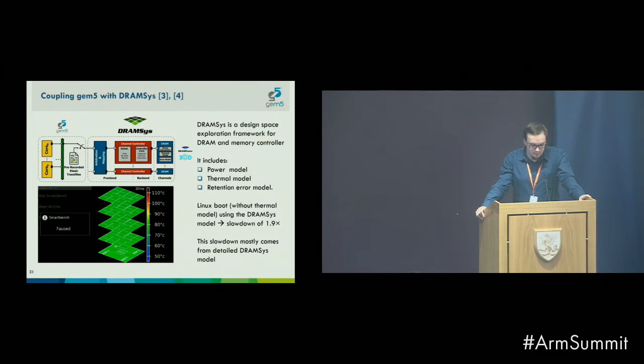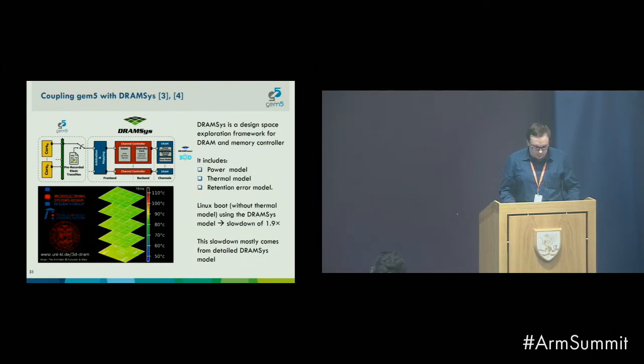It's written in SystemC. And the tool includes a DRAM power model, a thermal model, and also a retention error model, because we worked also on approximate DRAM techniques. And as you can see, for example, when you boot Linux, then this slows down the gem5 simulation by almost 2x. And mainly the reason is because the DRAM model is much more detailed than the DRAM model in gem5. And therefore we could see that this coupling has a very small overhead.